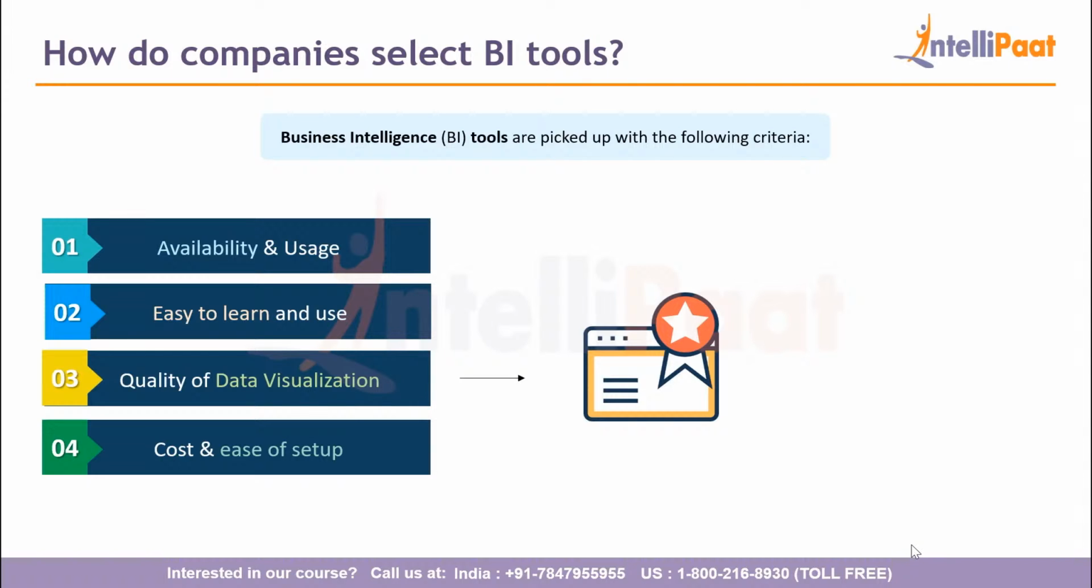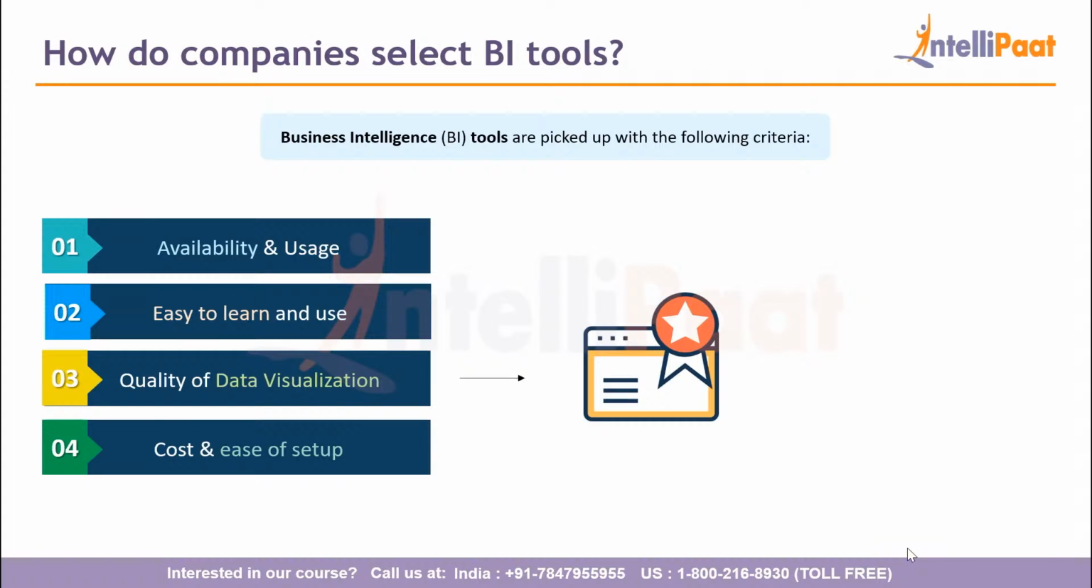Also, they check and analyze the historical data. So the quality of data visualization is one of the necessary factors for any company selecting a BI tool for their organization. This becomes one of the most important things, and they look for quality of data visualization. So the developers who build the BI tools take care of the data visualization part, so that it helps companies get a quality data visualization.